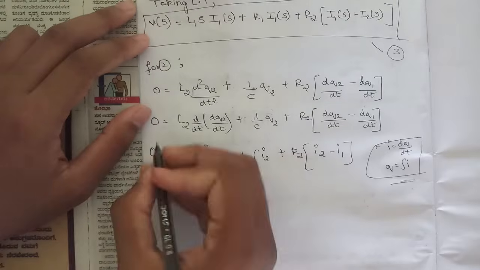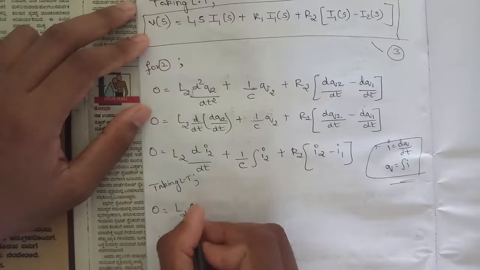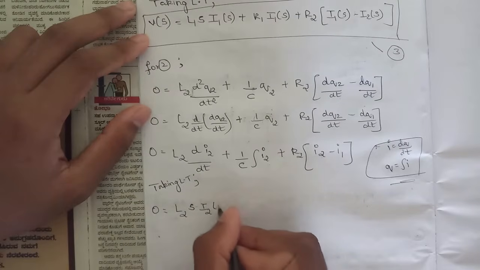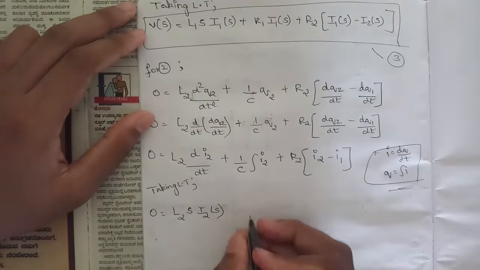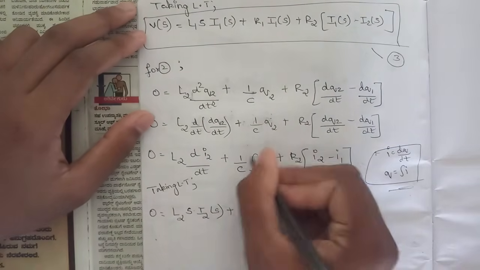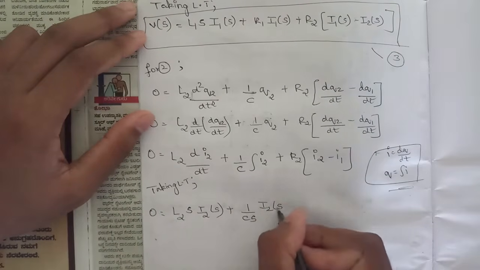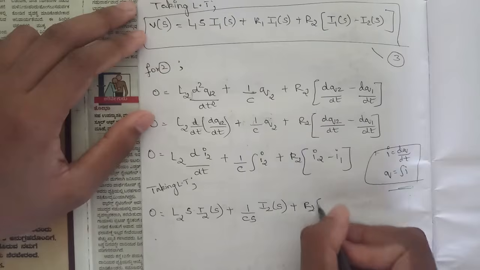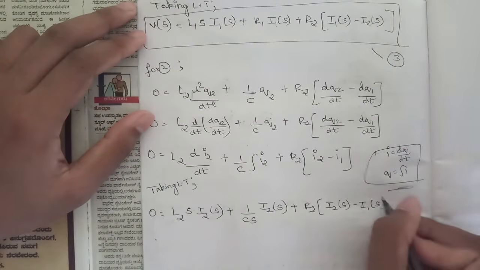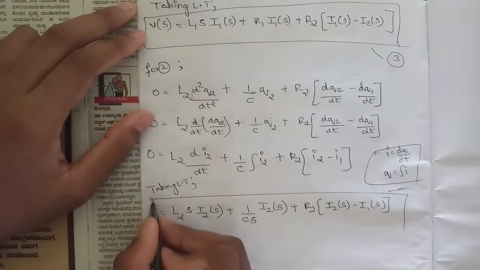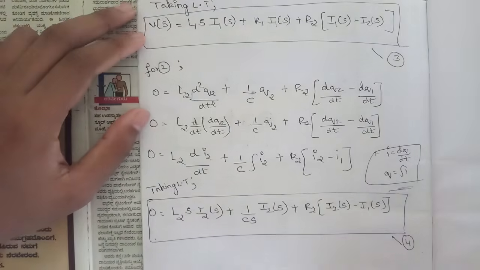Taking Laplace transform we get, so this is 0 itself. L2 into d by dt would be replaced by s and I2 would be replaced by I2 of s, plus 1 by c, and integration is replaced by 1 by s, so 1 by cs into I2 of s, plus R2 into I2 of s minus I1 of s. So this is your one more equation while we solve for equation 2. So name it as equation 4.